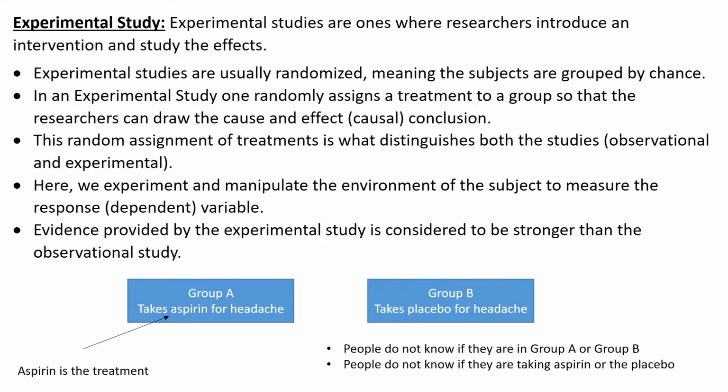But people do not know if they're in group A or group B. We're talking about blind and double-blind studies in a moment here. So they don't know if they're taking the placebo or the headache medicine, so they cannot affect the outcome.